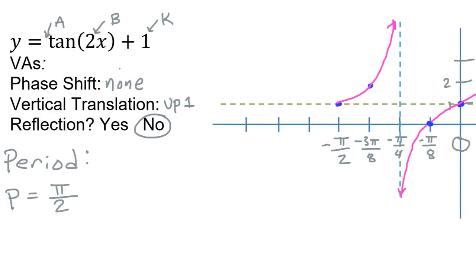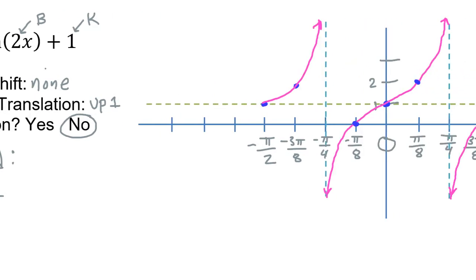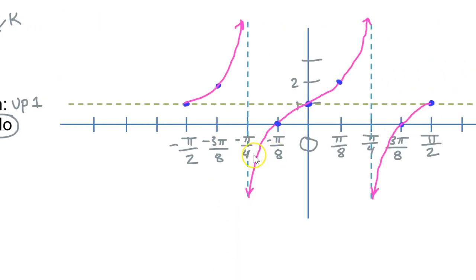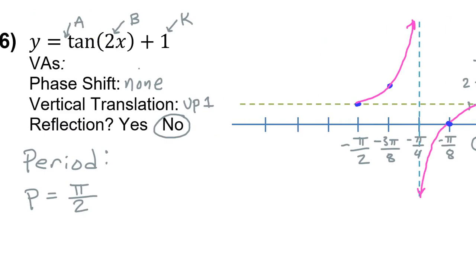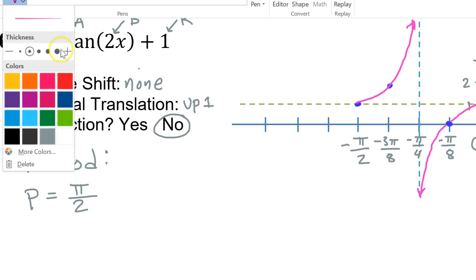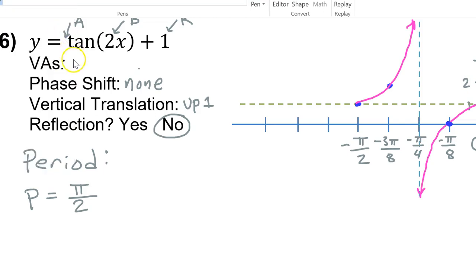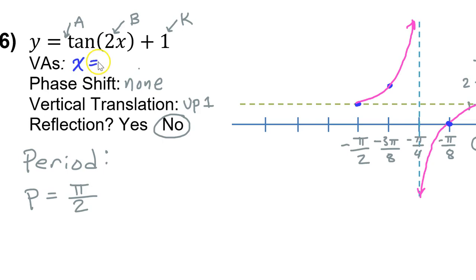The last thing we need to do is list out 3 vertical asymptotes. We have 2 showing, one at negative pi over 4 and one at positive pi over 4. So let's go ahead and write those down. I might as well just use blue. So we always say x equals for a vertical line. So x equals negative pi over 4, that's a vertical asymptote. x equals positive pi over 4.